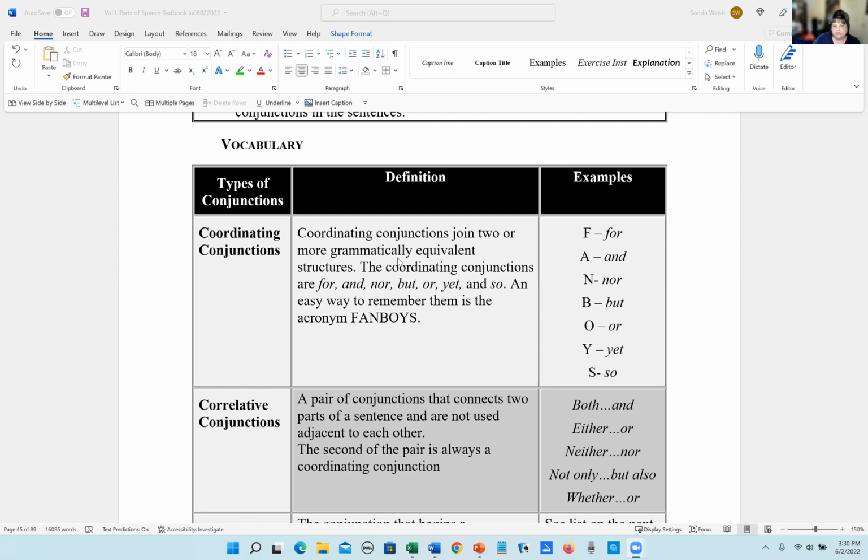Now, a coordinating conjunction joins two or more grammatically equivalent structures. What that means is, if you have the word and, whatever is on the left, say if it's a subject, then the word on the right of the and is also going to be a subject, or it could be a verb. Whatever grammatical structure it is, usually and is like an equal sign.